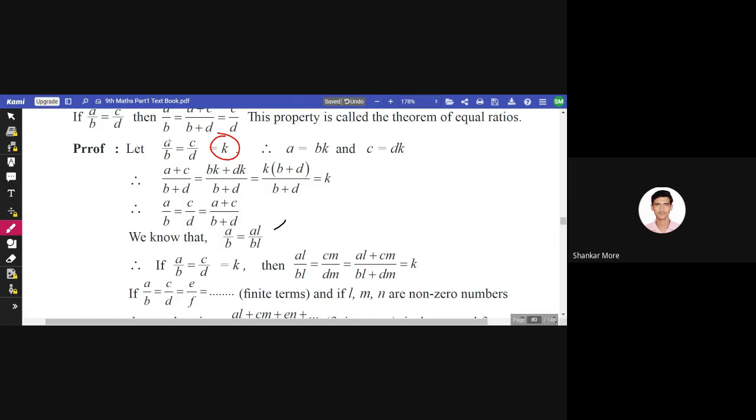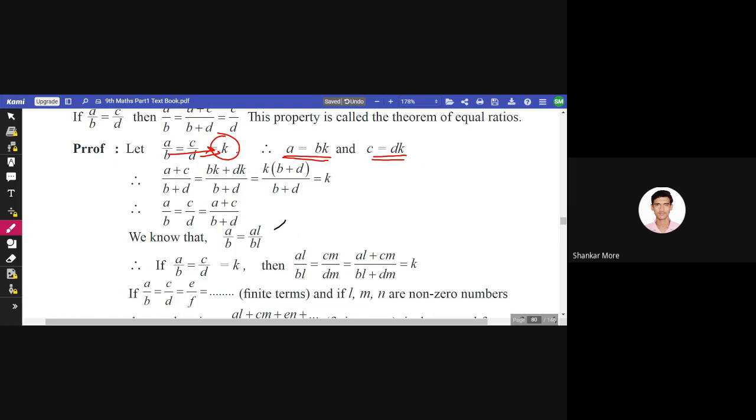Now how is it? See, a is here, b is in the denominator. So when b goes and multiplies with k, it becomes bk. So a = bk and c = dk. Similarly, c is here, d goes to multiply with k. So we have these two values. Now we will try to prove (a+c)/(b+d). What is the value of this?